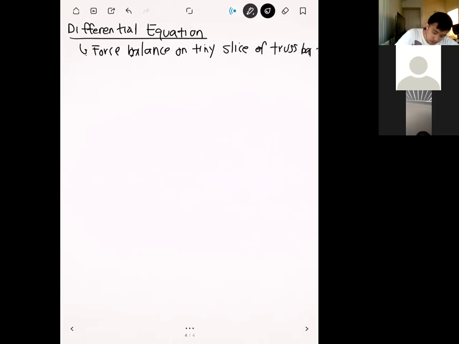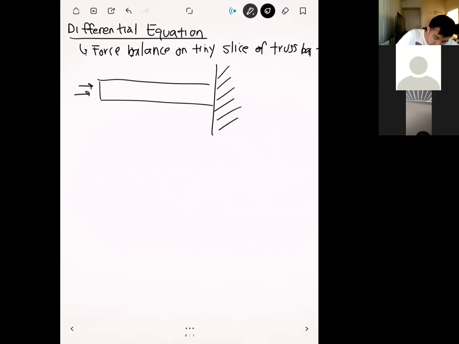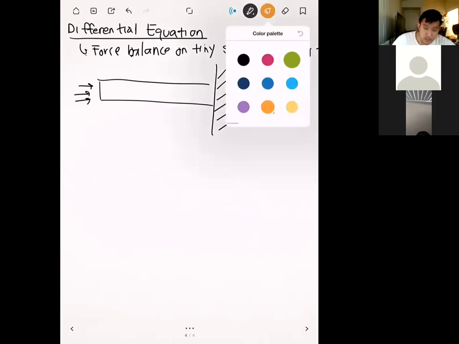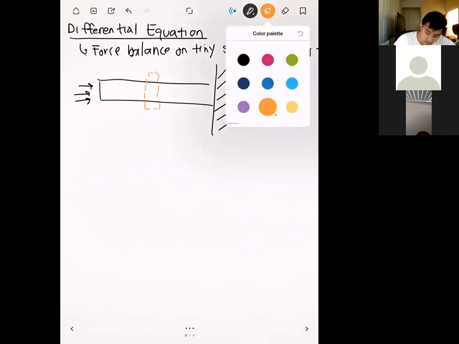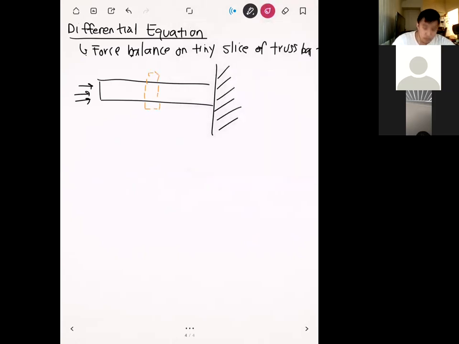Okay. And so let me redraw our truss bar like this. So we have our tension over here, or our traction. Right, and so what I'm going to do is I'm just going to cut out just a small slice of this truss. Oh, we also can't forget that we have our body force that's going to be all throughout the truss, just like this.